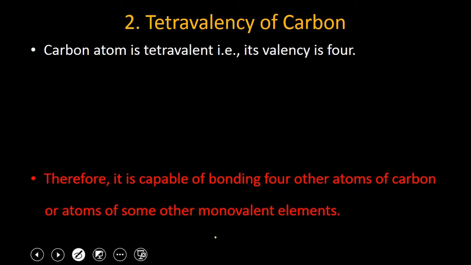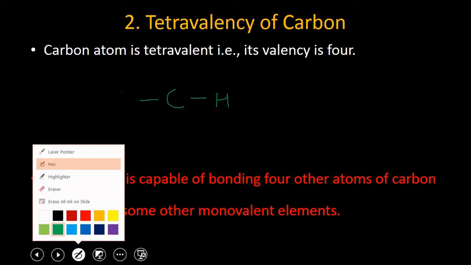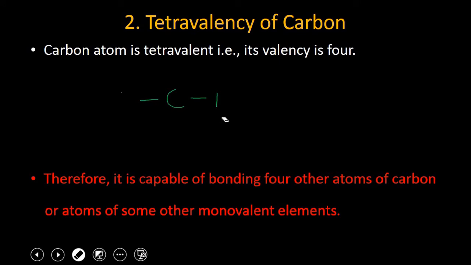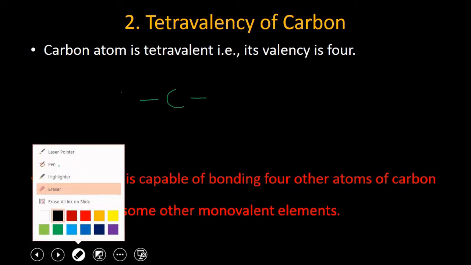Now the next point which I am going to discuss is the tetravalency of carbon. So children, carbon atom is tetravalent. That is, its valency is 4. This point I was discussing with you in the previous slide also. So I am just writing here the valency of carbon atom is 4. So carbon atom is tetravalent means its valency is 4.